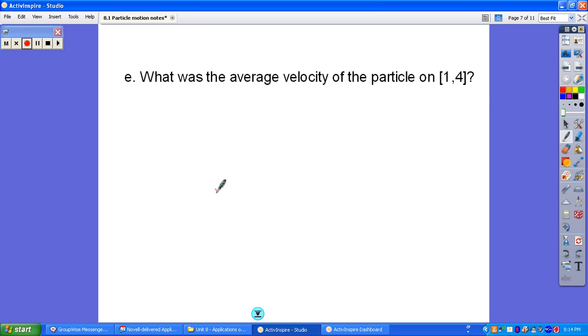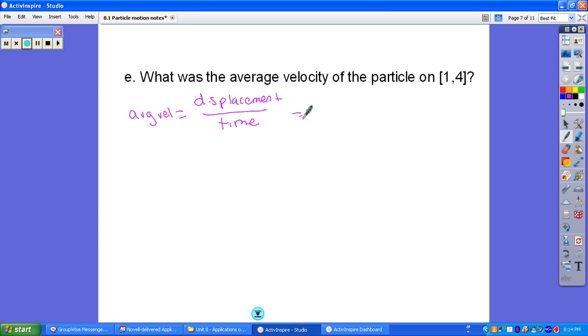And then our last question for this part says, what is the average velocity of the particle in [1, 4]? So we have to remember the formula. The formula said we take displacement and we divide by time. And that gives us average velocity.